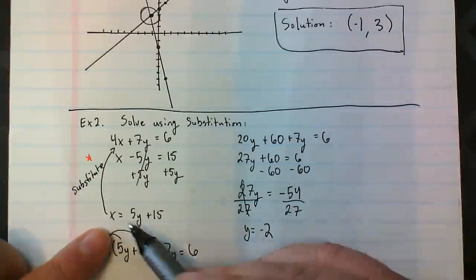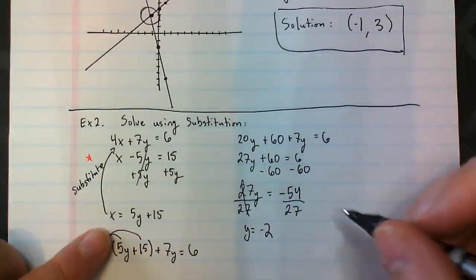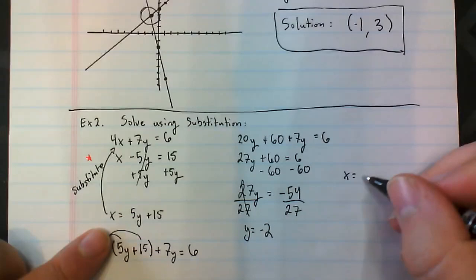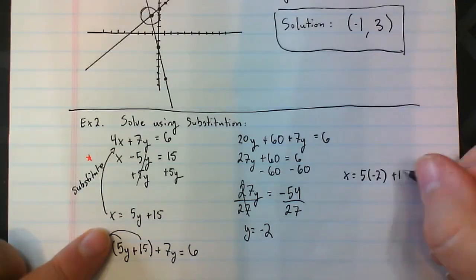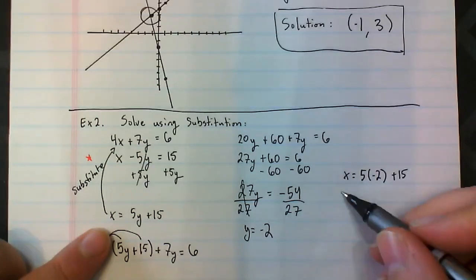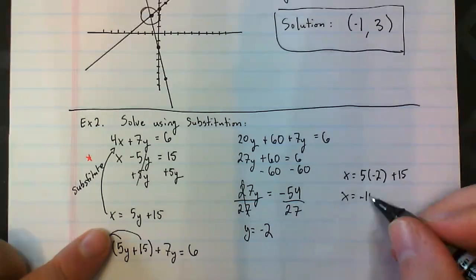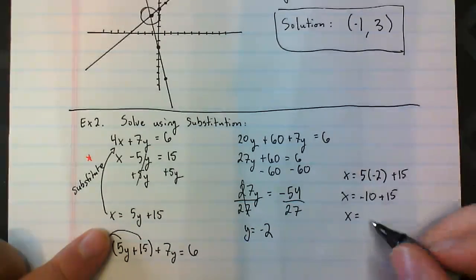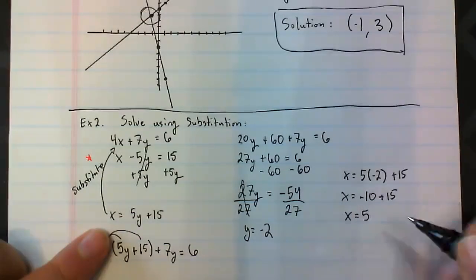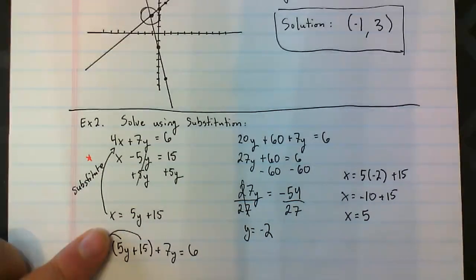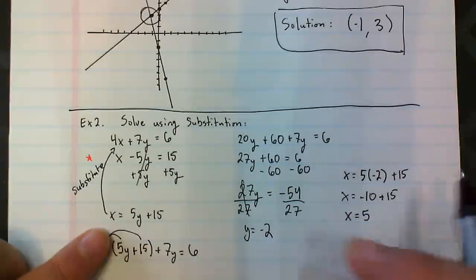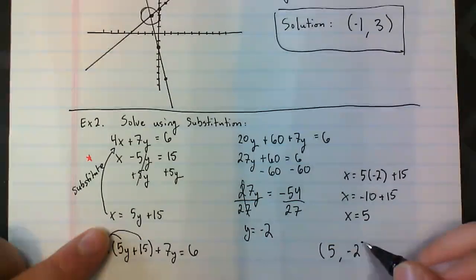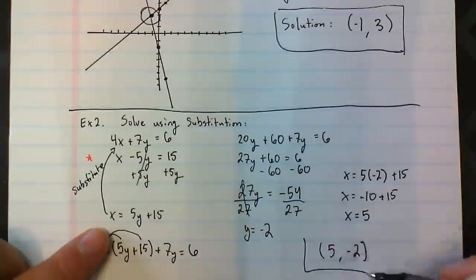I subtract 60 to each side, and you have 27y is equal to negative 54. And now to get y by itself, I simply just divide by 27 to each side like so, and y is going to equal negative 54 divided by 27 is negative 2.